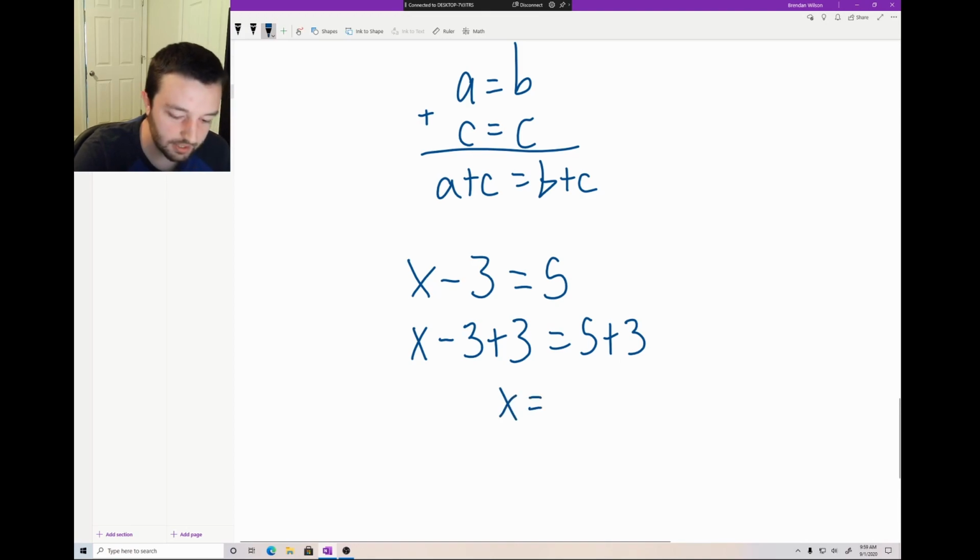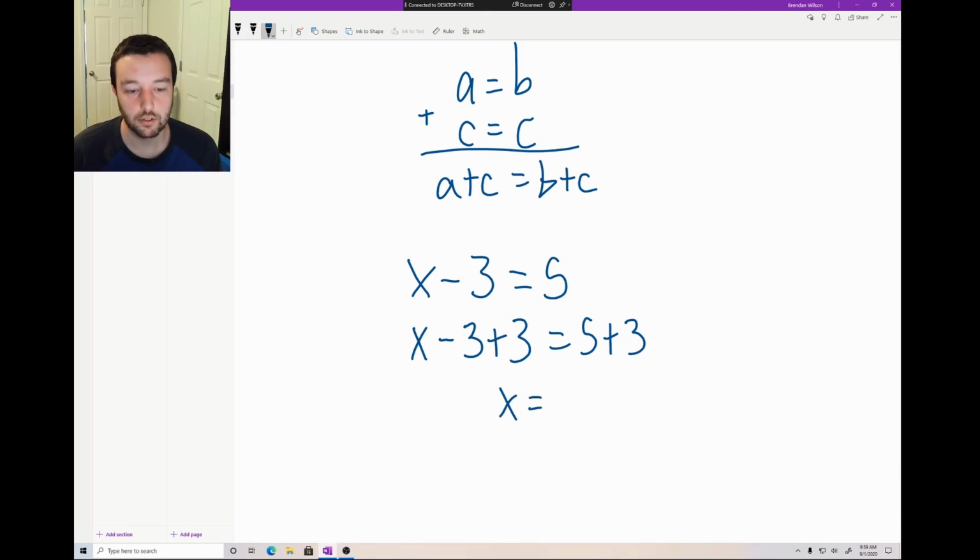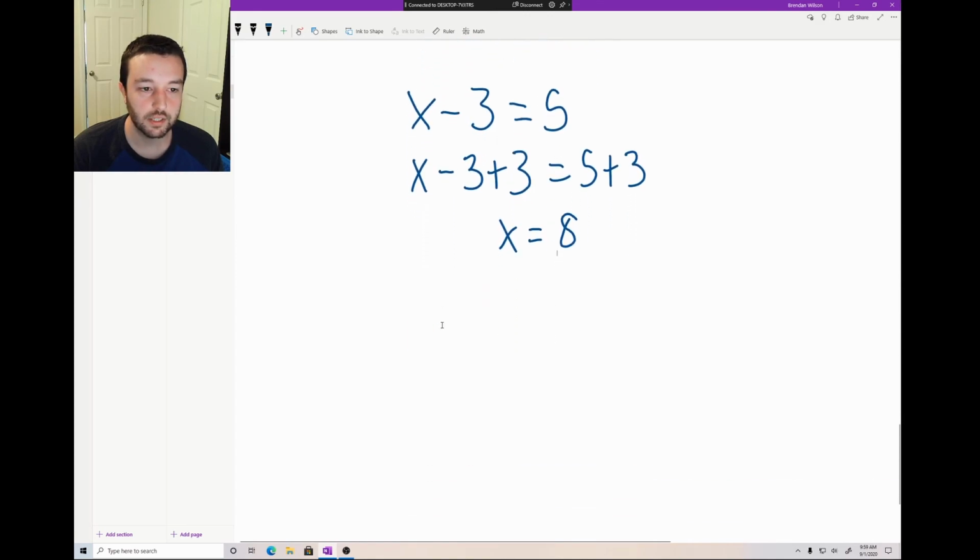So on the left side, we just have x. On the right side, we have 5 plus 3, so that's 8. And now we have our answer for what x is. Okay, x equals 8, so we go back and plug it in up here. We have 8 minus 3 equals 5, that's true. So this gives us a way to figure out what exactly this number is. We can just subtract on both sides of the equation. We could also do both of these things if we wanted to.